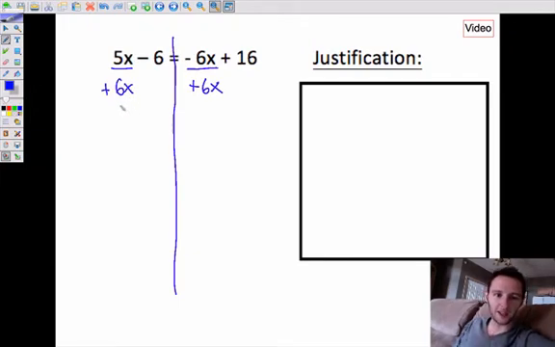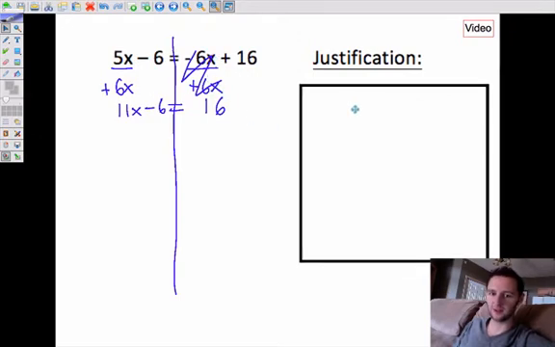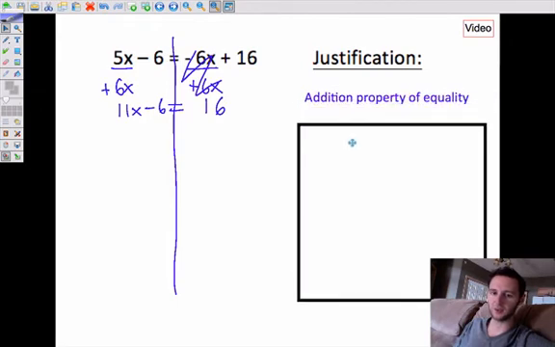And from there I get 11x minus 6 equals, this all cancels out, and I just have 16. So 11x minus 6 equals 16. Okay. And the justification for why I can do this whole getting rid of this 6 thing is that I added 6x to both sides, so that is the addition property of equality for your justification there.